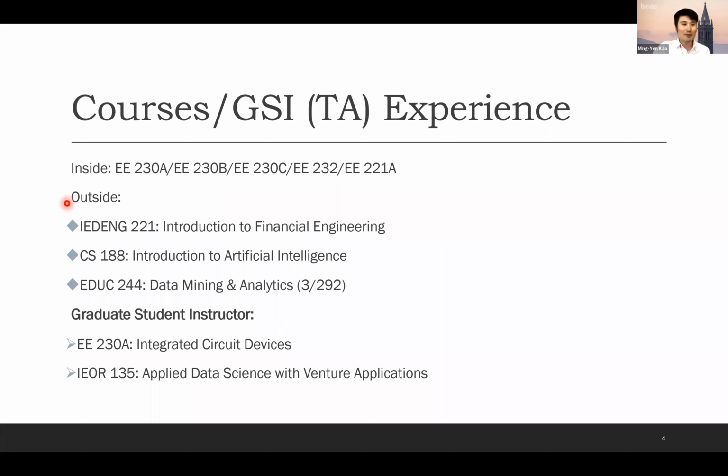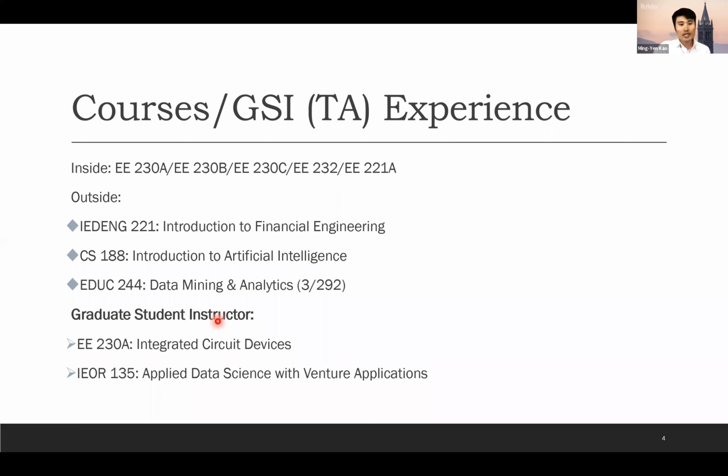I'm also going to go through a few of my outside minors, like the first one, the introduction to financial engineering. Though it is not quite related to my research, it really had some impact and opened up my interest toward personal finance and investing, and better helped me prepare my personal finance and career planning. And the next two, artificial intelligence and data mining, are also not quite relevant at this point, but I really connected the machine learning application in the compound model in my last year.